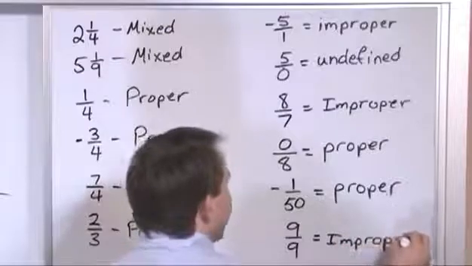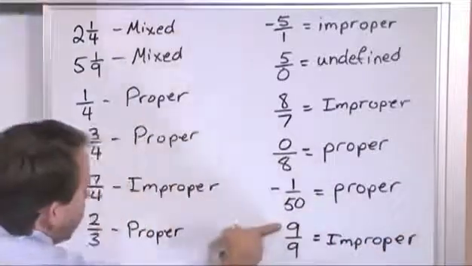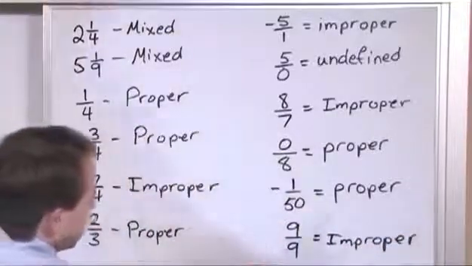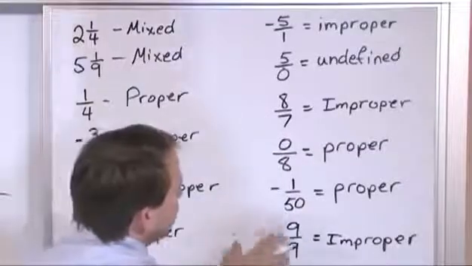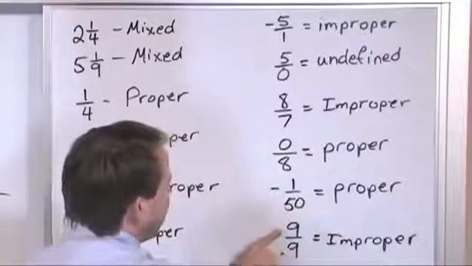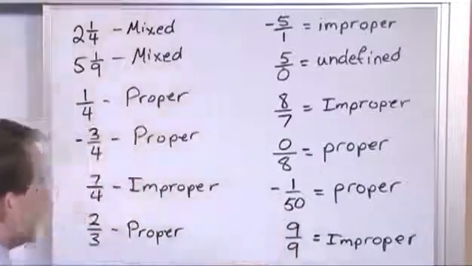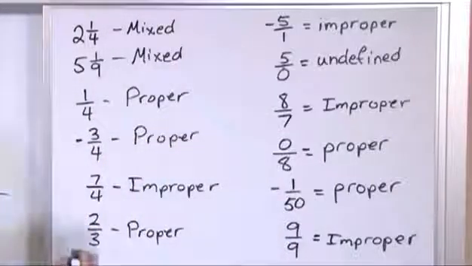It doesn't mean it's a bad fraction or anything. It just means that the top number is not actually smaller. It's equal to the bottom. So if you have them both equal, just remember, for it to be proper, the top number has to actually be smaller. In this case, they're equal, so it doesn't really get you anywhere.